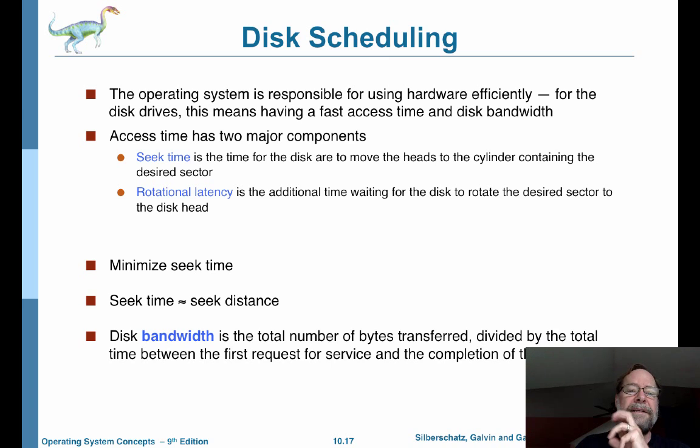We've already pointed out that the access time for a hard drive has two major components. We have the seek time, that's how long it takes to actually move the heads over the appropriate cylinder for the block that we want. And then we have the rotational latency, that's how long we have to wait for the disk to spin so that that block is underneath the head. So we're trying to minimize our seek time, and to minimize the seek time, we want to minimize how far we have to move the head.